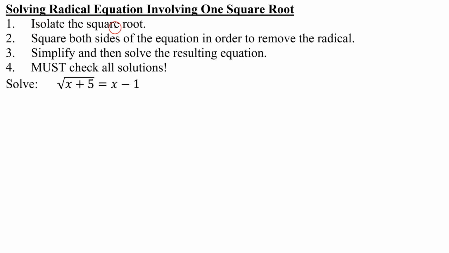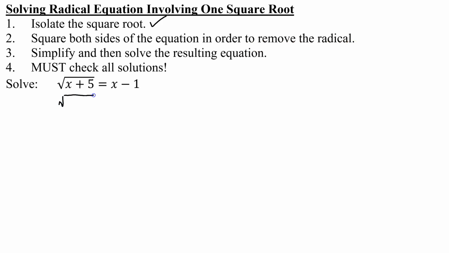Step 1 says to isolate the square root. Well, I've written my equation down here. And is the square root isolated on the left-hand side? Yes, it is. So step 1 is already done for us. Step 2 says to square both sides of the equation in order to remove the radical.